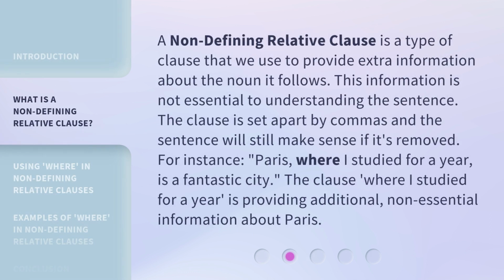A non-defining relative clause is a type of clause that we use to provide extra information about the noun it follows. This information is not essential to understanding the sentence. The clause is set apart by commas and the sentence will still make sense if it's removed. For instance, Paris, where I studied for a year, is a fantastic city. The clause, where I studied for a year, is providing additional, non-essential information about Paris.